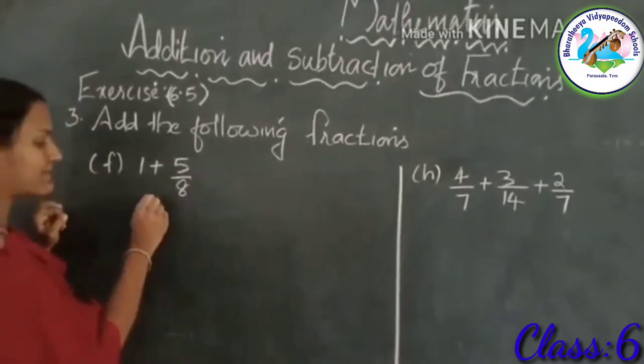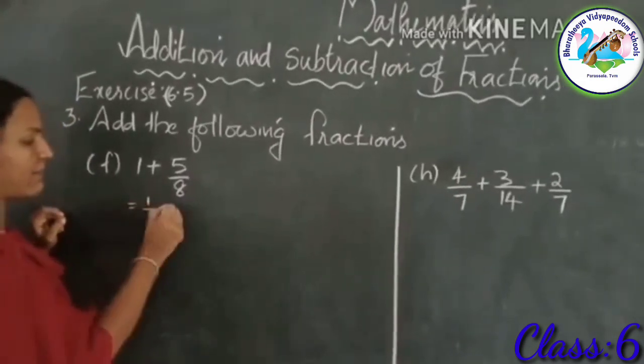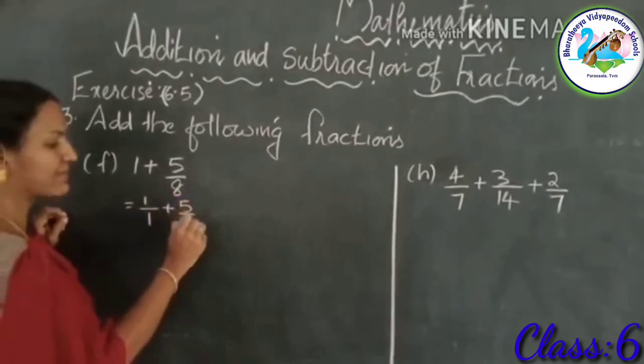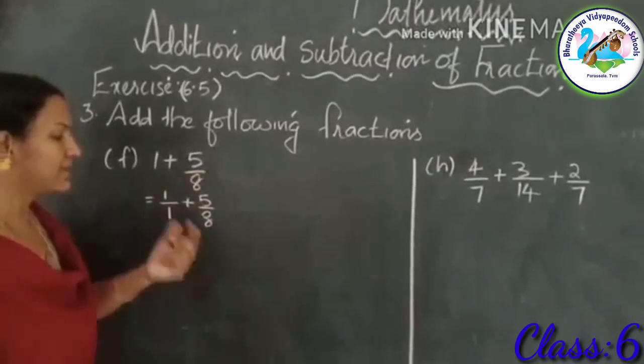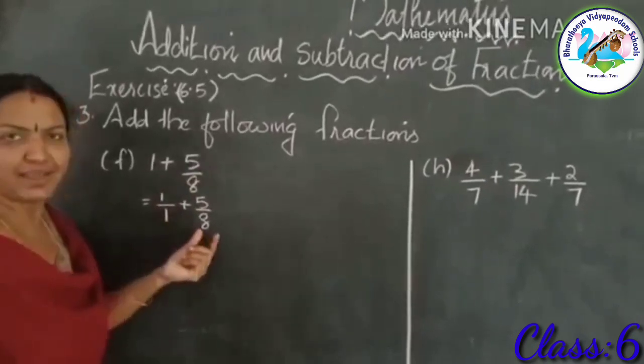Next, option F, 1 plus 5 by 8. 1 can be written as 1 by 1 plus 5 by 8. So the denominators are 1 and 8.